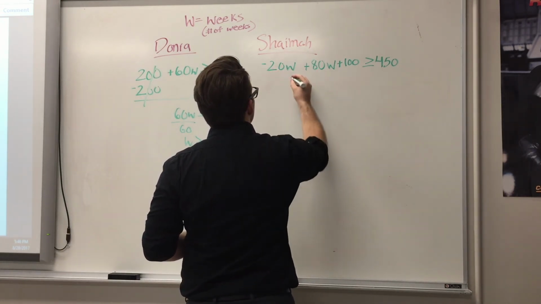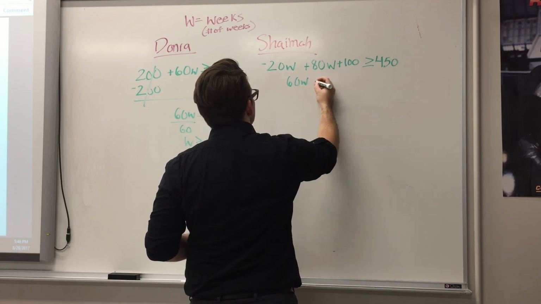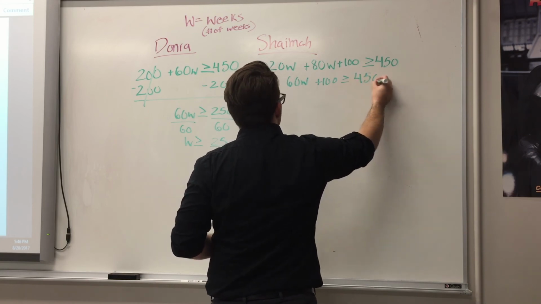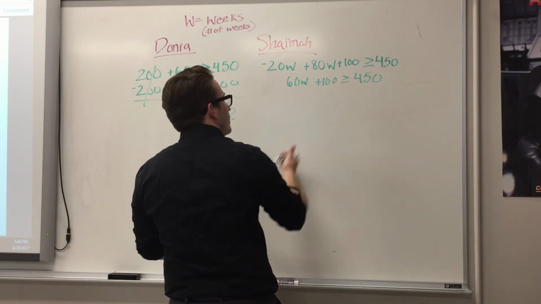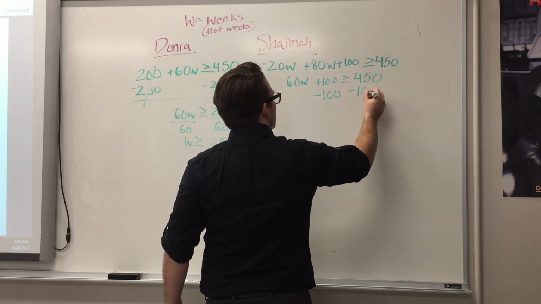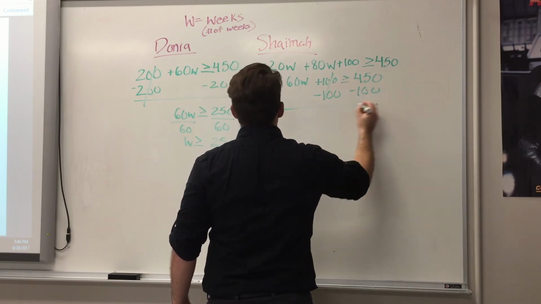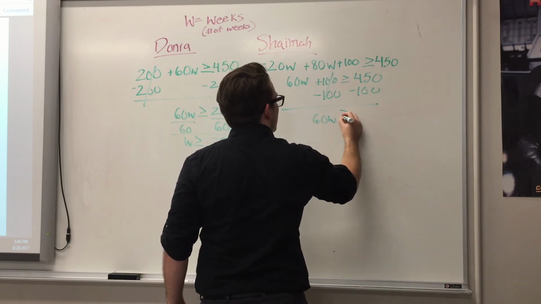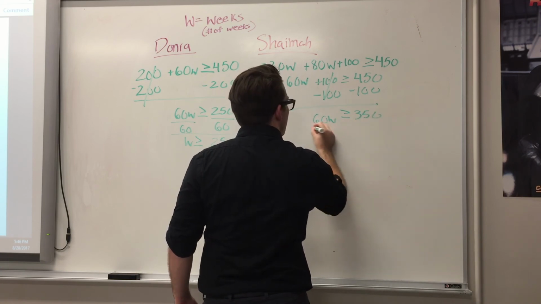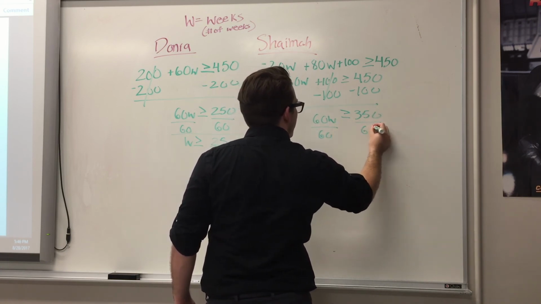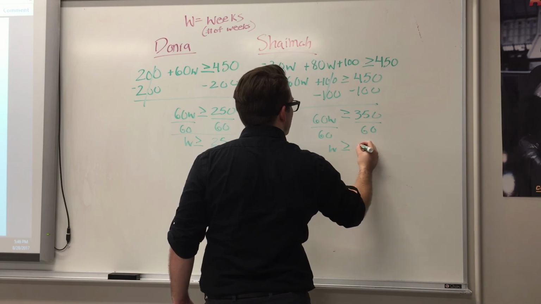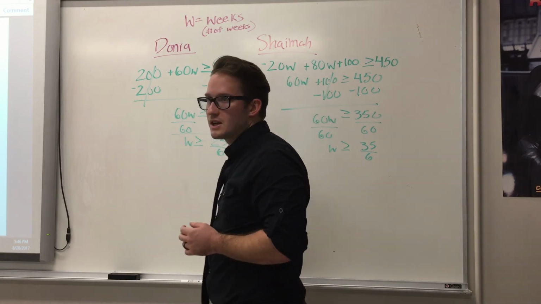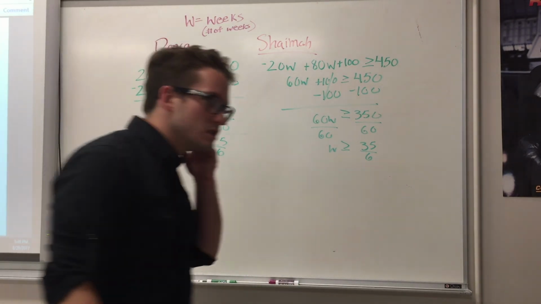Negative 20 plus 80 is 60. We're combining like terms, 60W, I'm sorry. Then we have to do some inverse operations to get the W by itself. We subtract 100 from both sides. I get 60W is greater than or equal to 350. I divide by 60 on both sides. I get W is greater than or equal to 35 over 6. Okay? So we're going to talk about this idea. We got two fractional answers here.